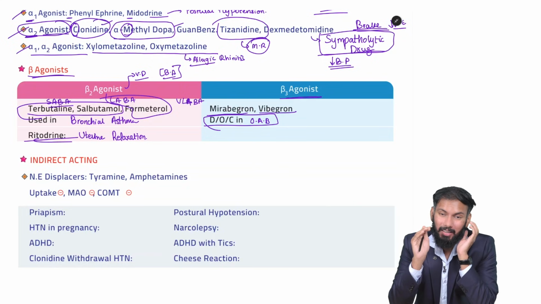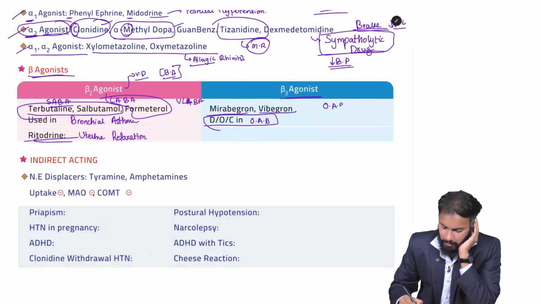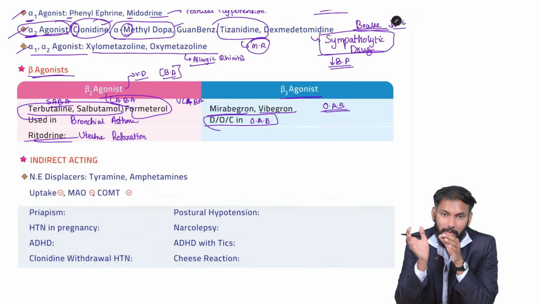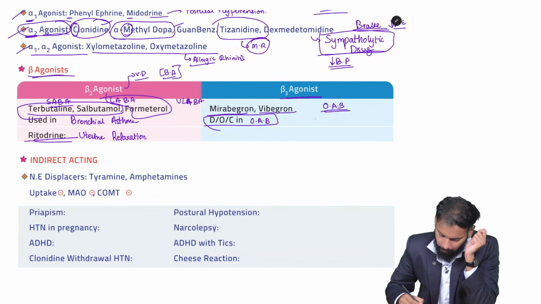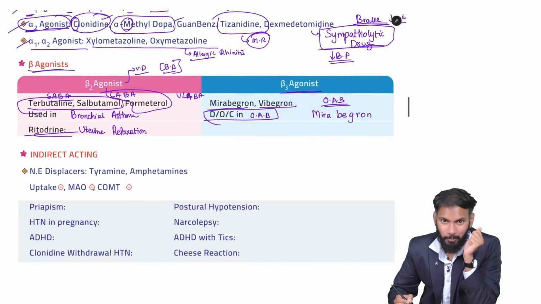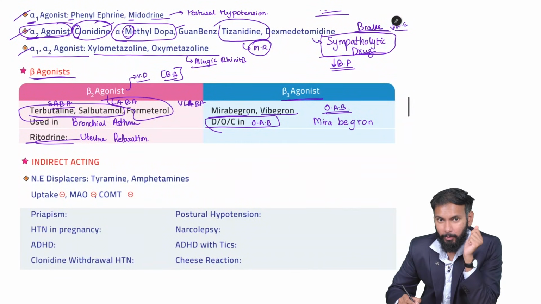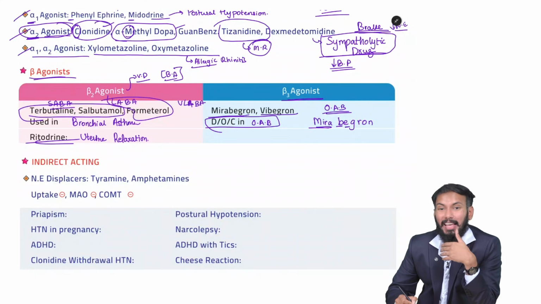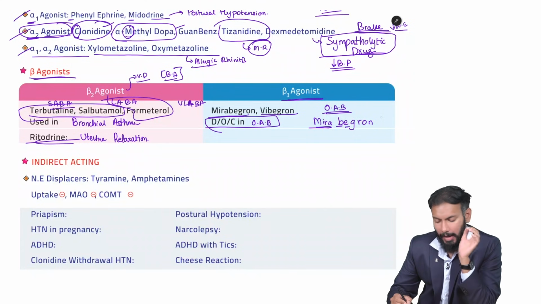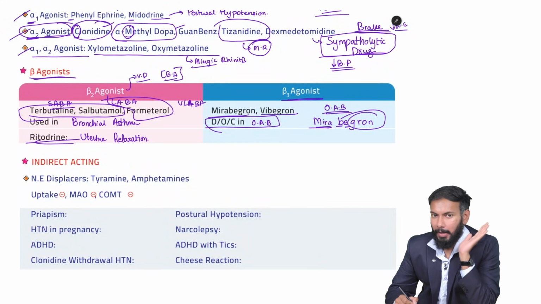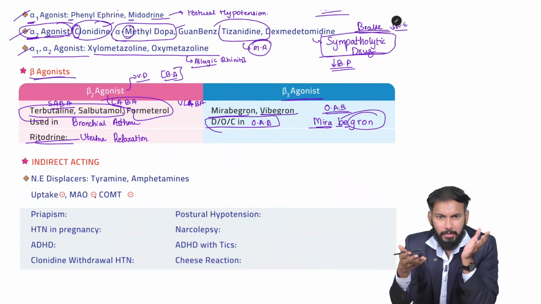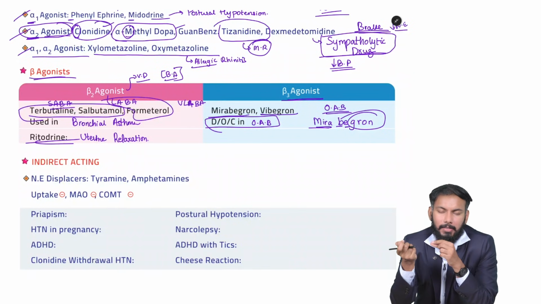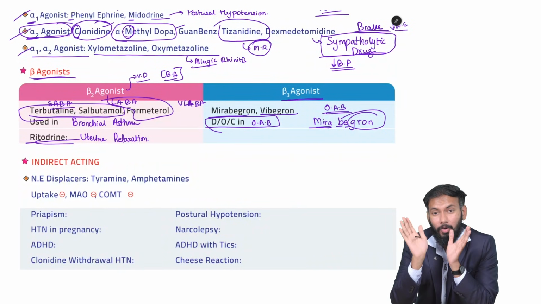How can you remember the drug names? I told you overactive bladder means there is increased activity of the bladder, that means excess activity of the bladder. So you can remember it like this: mirabegron. Mira means mera, B means bladder, E means excess activity. Mera bladder excess activity gone. That is mirabegron. V means we, all of us. Vibegron: our bladder excess activity gone. So mirabegron and vibegron are the drugs of choice in overactive bladder. This is how I remember these drugs.